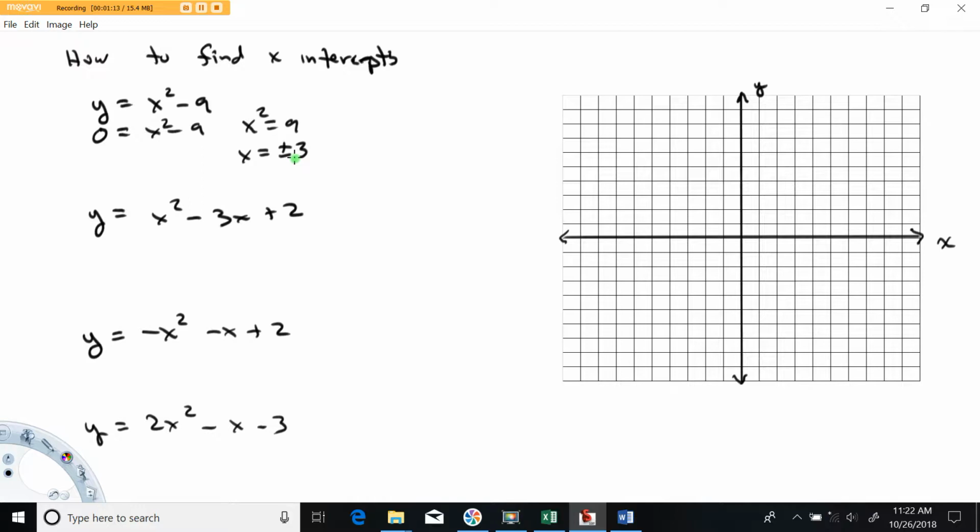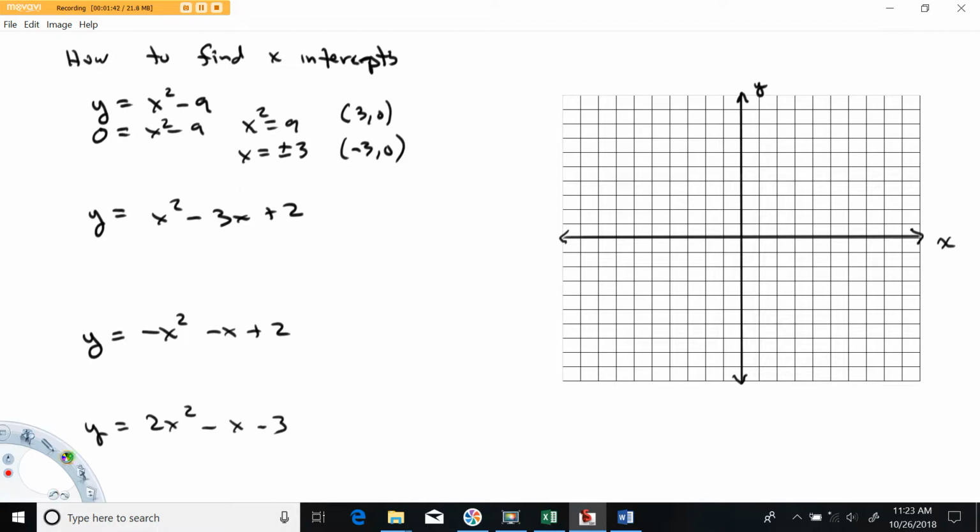Now, intercepts are ordered pairs. They're points on the graph. So the intercepts here, one of them is the point 3, 0, and another one is the point negative 3, 0. If I put them on the graph, 1, 2, 3, 0, 1, 2, 3, 0. There they are for this one. I'll just do them case by case here.